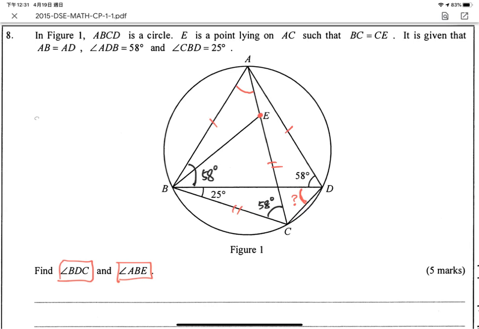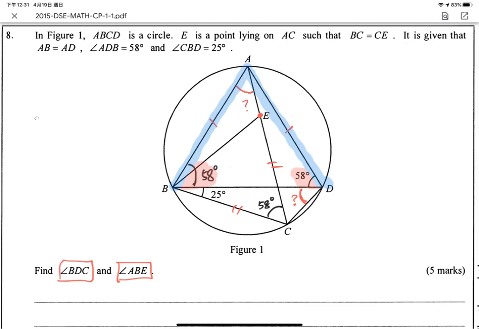So if we have this angle equal to 58, and also this angle is also equal to 58, because AB equal to AD, so isosceles triangle, so the base angles are equal. Therefore, we can find out this angle BAC, which is 180 minus 58 minus 25 minus 58, angle sum of triangle. So we get this angle. After we get this angle, then we can find angle BDC.